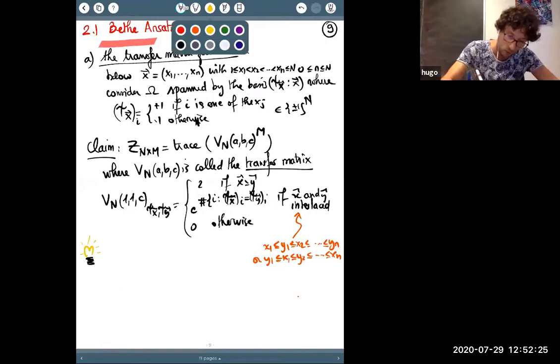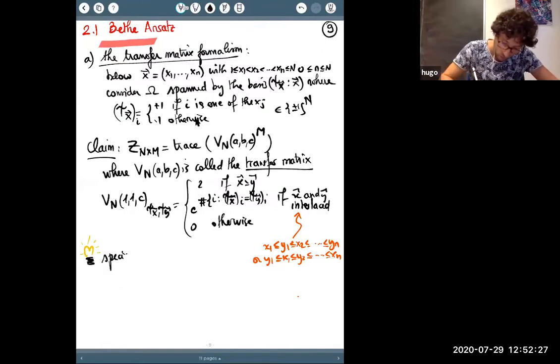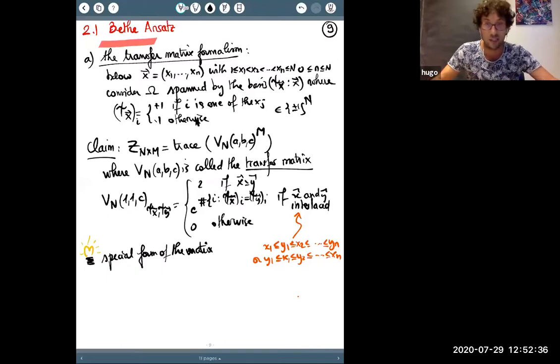The special form of the matrix, of course, is very relevant to be able to implement the Bethe ansatz, but since I'm not going to give you the full formula, it's not so important to know the form of the matrix.